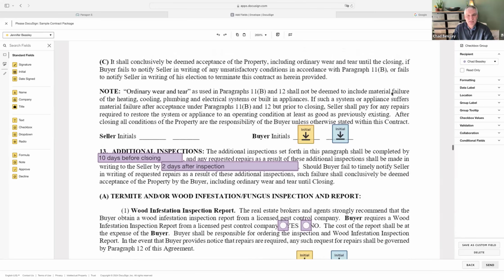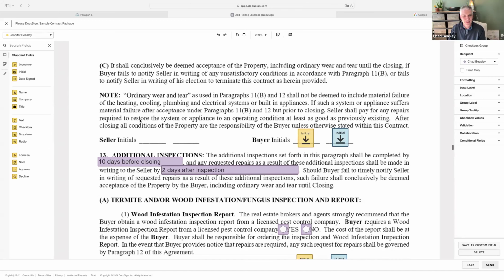So just because an inspection's out of the way and we are coasting on toward closing doesn't mean that if, oh, well, they've already done the inspection, the air conditioner went out, so sad, that's their problem. Those things are covered under this ordinary wear and tear. Ordinary wear and tear doesn't mean that if one of these essential systems of the house breaks down, they're not to be delivered in working order at closing.